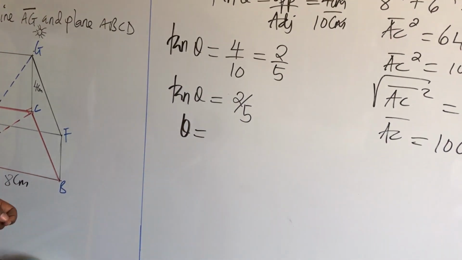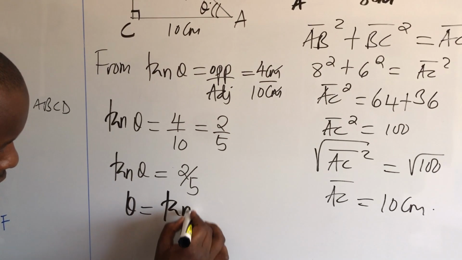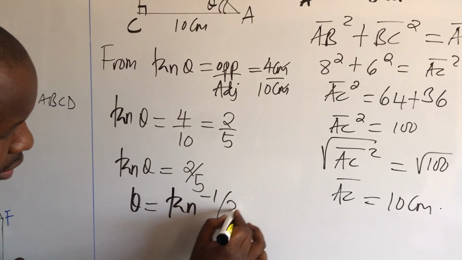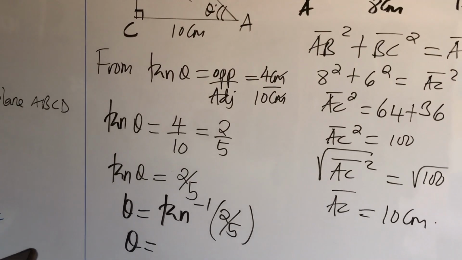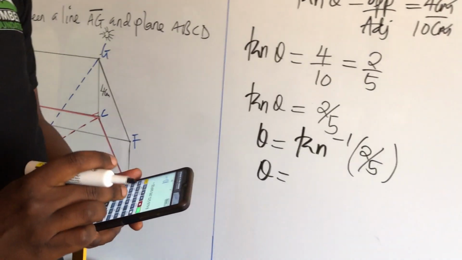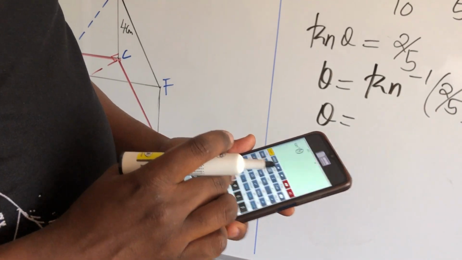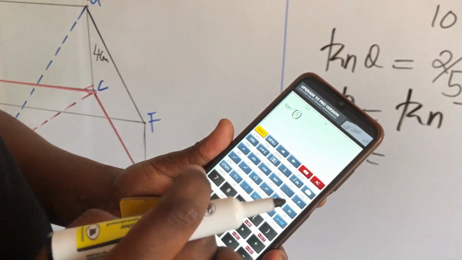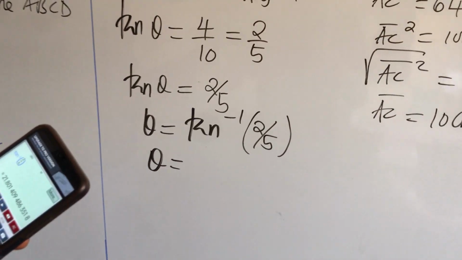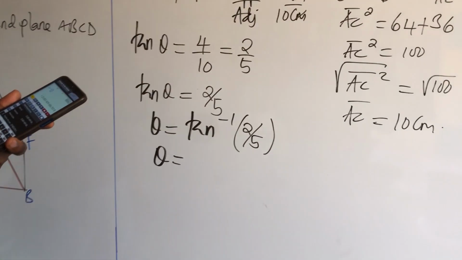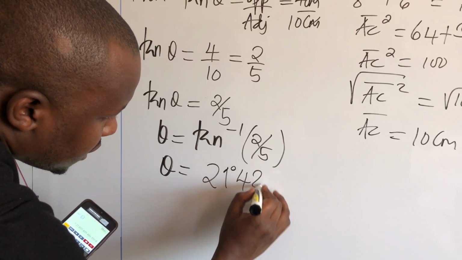Now, to get theta, we need to find the tan inverse, or the arctan, of 2/5. So theta now will be equal to what? Through the calculator, tan inverse of 2/5 now equals 21.8014 degrees, or 21 degrees 48 minutes.